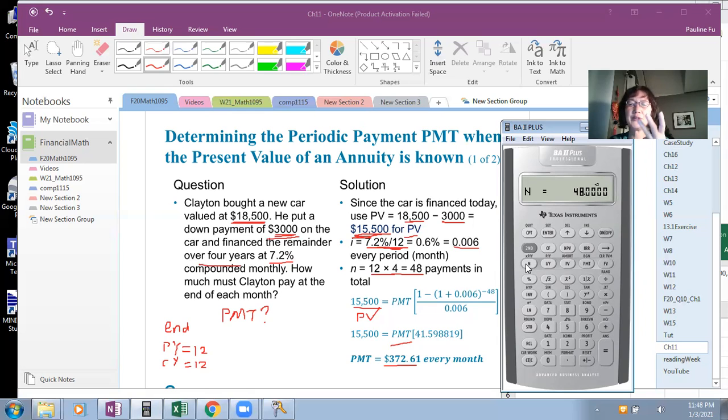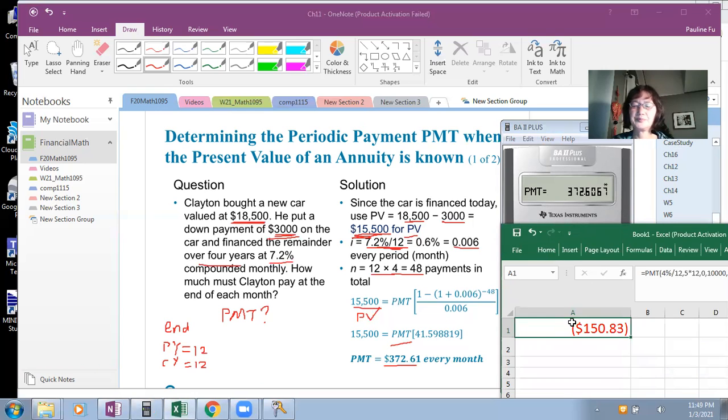Now you enter the 3 numbers. Remember, you need 4 numbers. So you need to enter 0 for FV. Final step, compute PMT. So $372. Okay. So this is the calculator method.